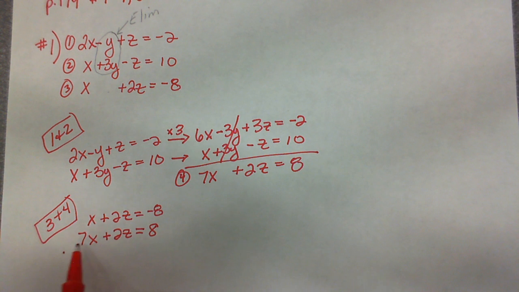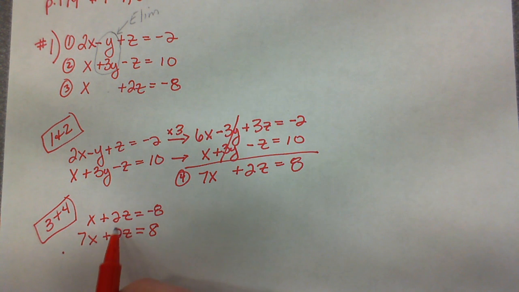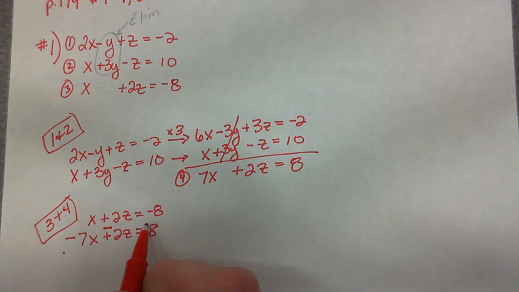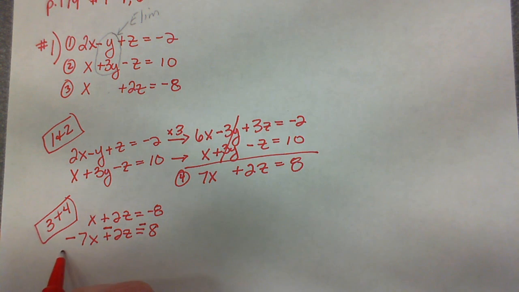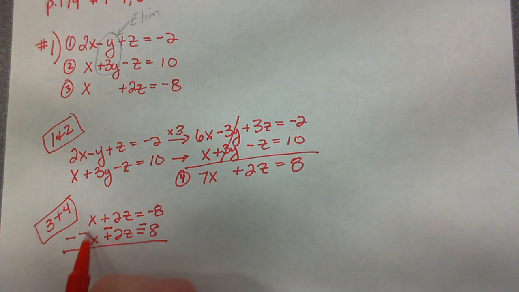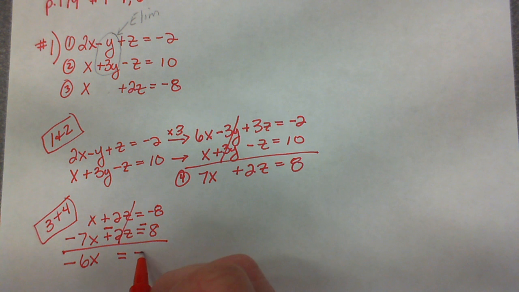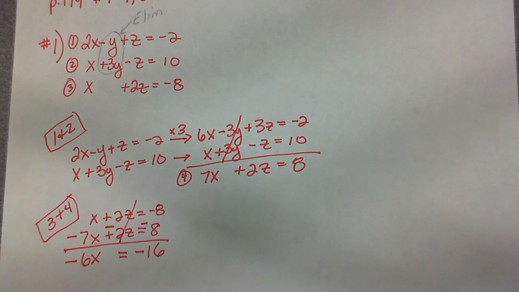Okay, well, these are very close to canceling. They're just the same sign, so I'm going to multiply this one through by a negative, which makes this a -7x, a -2z, and a -8. If we combine these together, this is going to get you -6x. Those cancel, equals, this is -16.